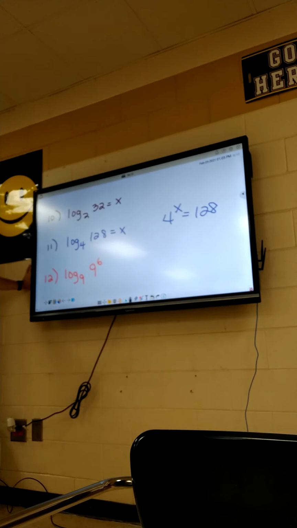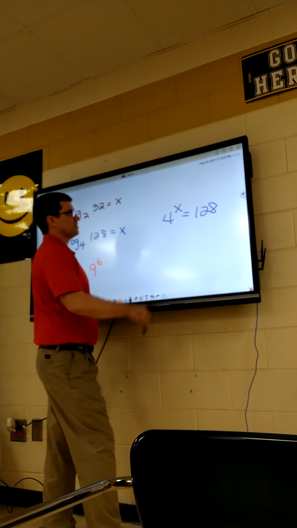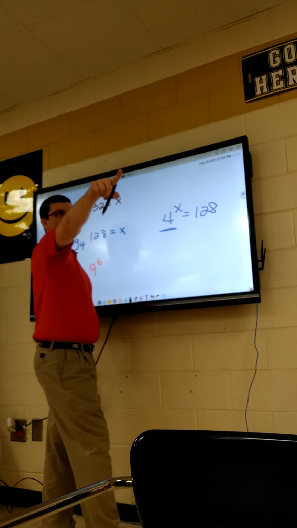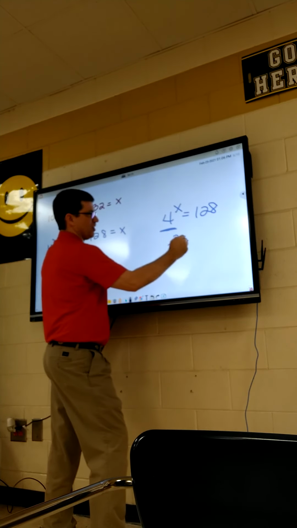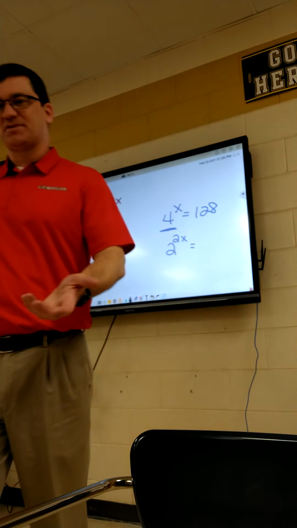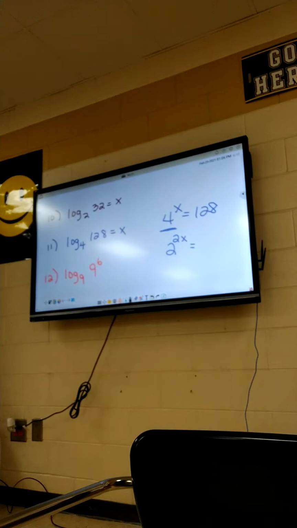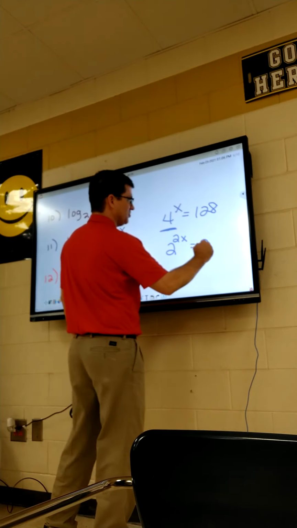All right, so we got to turn both these into the same number. All right, Sydney, can you see the board? What can I turn 4 into? That one's on the board. Yep, 2 squared. Now, 128, I didn't go high enough. It's probably going to be like 2 to the 7th or 2 to the 8th. All right, 2 to the 7th.